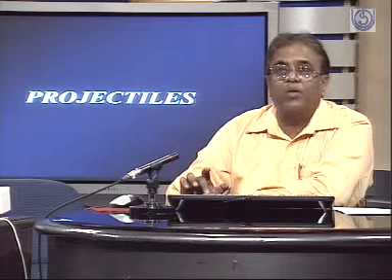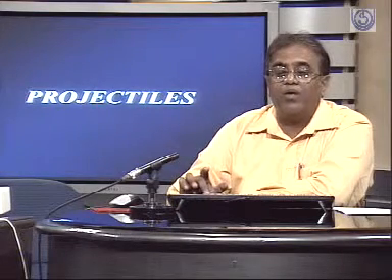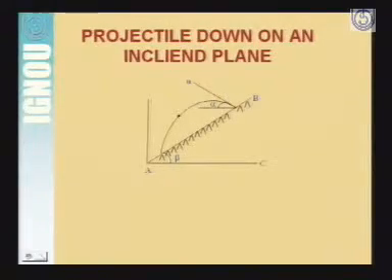Now let us talk about the projectile down an inclined plane. Previously we were throwing the ball from the point A and it was tracing the path on the inclined plane in the upward direction. But in this case the ball is projected from the point A down the inclined plane, and it follows this trajectory. It will come back to this point.